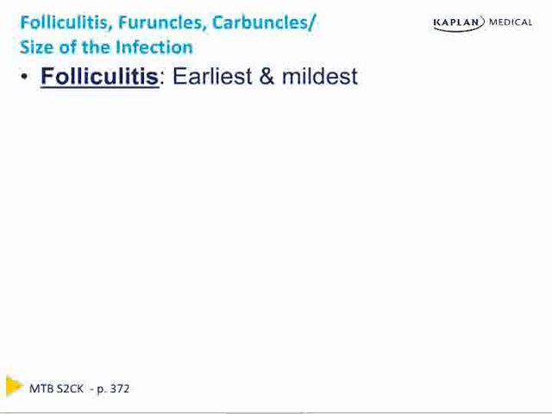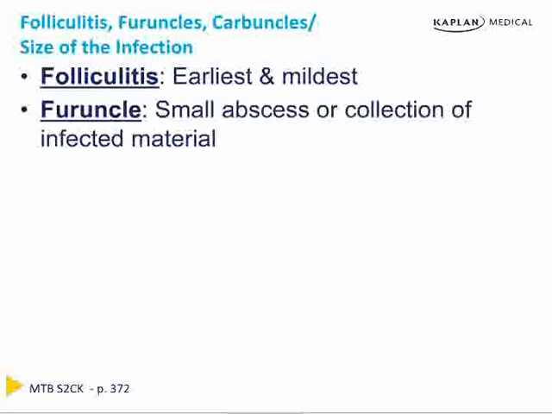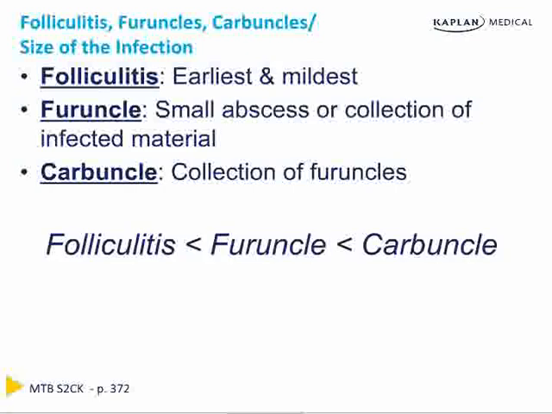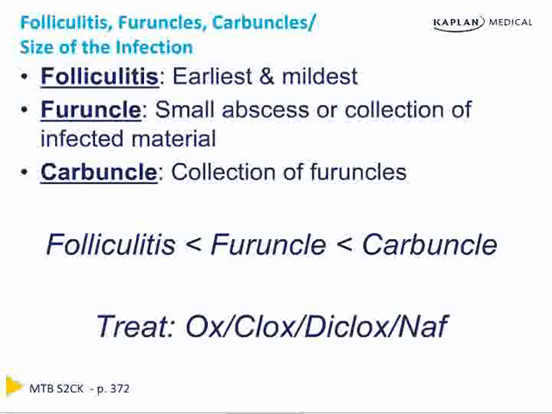Folliculitis, because it's smaller, is the earliest and the most mild. It's an infection centering around the hair follicles. As it gets bigger, it walls off into a teeny tiny little abscess or collection of infected material. It's a furuncle. Carbuncle is a collection of furuncles, big ones. So folliculitis is the smallest, furuncle is bigger, carbuncle is the biggest, and they all get treated with oxacillin, cloxacillin, dicloxacillin, and nafcillin: ox, clox, dicloxin, naf.